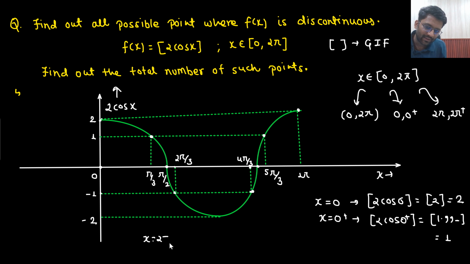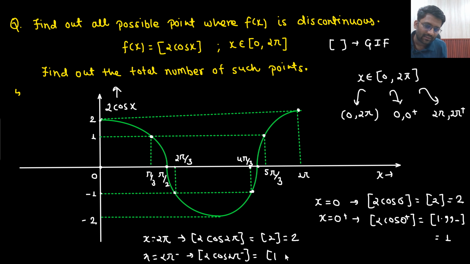At x equals 2 pi, what will be the value I will be getting? Sir, 2 cos 2 pi. Exact value you will get is 2 only. But at 2 pi minus, what will be the scenario? Just before 2 pi, the value is just lesser than 2. That means it would be somewhat 1.9999. So answer will be 1. So at x equals 0, the value is 2. But just after that, the value has become 1.